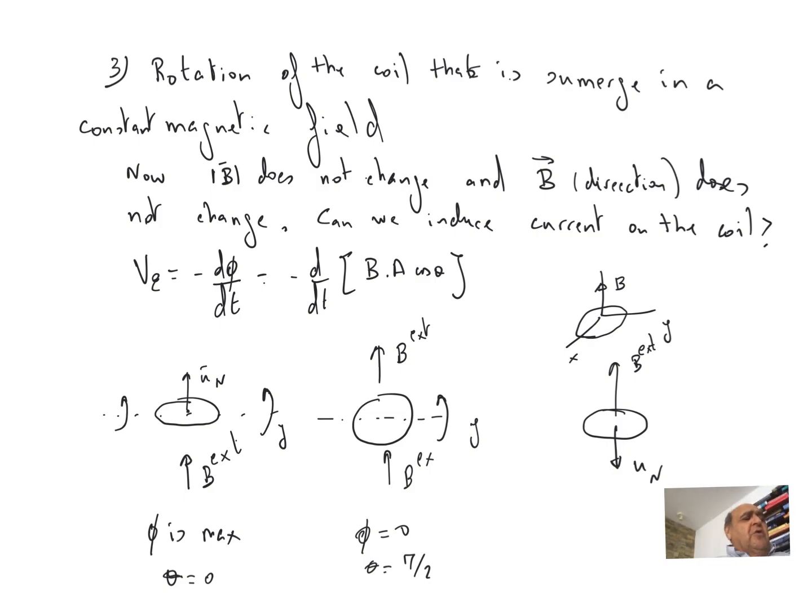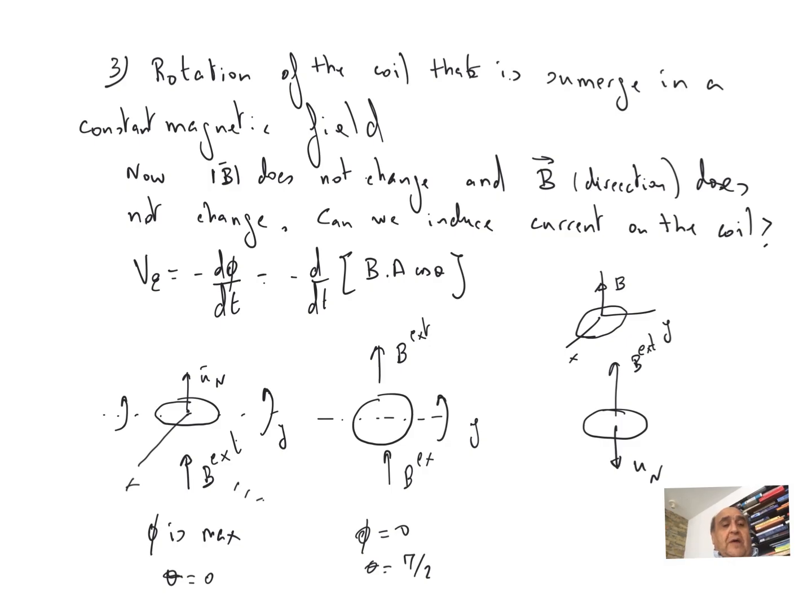Okay, now we are going to study in detail this rotation of the coil in the presence of a magnetic field. So suppose this is the magnetic field going up, and this is the coil. The vector u_n in this situation is going up. We are going to rotate about the x-axis. This is the y-axis, so u_n is on the k-axis, the z-axis. B is pointing in the k direction in this case.